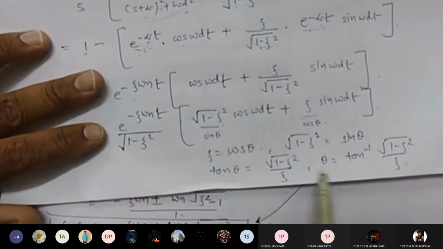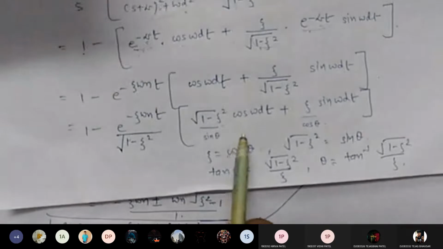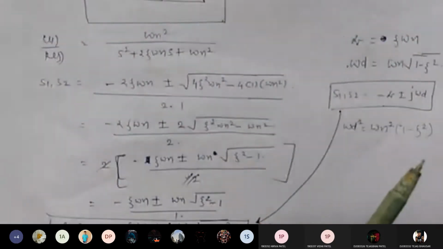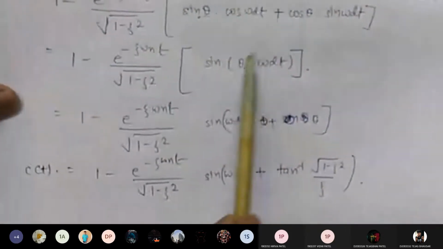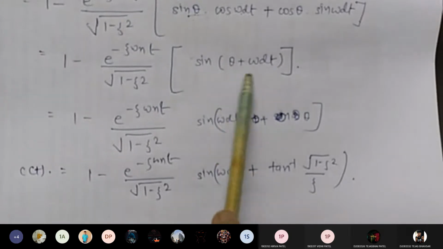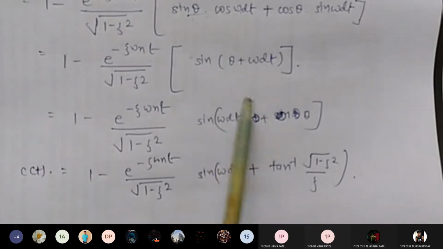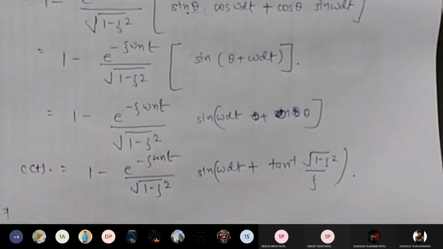So we have assumed cos theta and sin theta respectively, and find out the value of theta is equal to tan inverse under root 1 minus zeta square upon zeta. Now I will put the value of your sin theta and cos omega dt over here. So it is nothing but your sin omega dt plus theta, or sin theta plus omega dt. What is theta? Theta is equal to tan inverse.